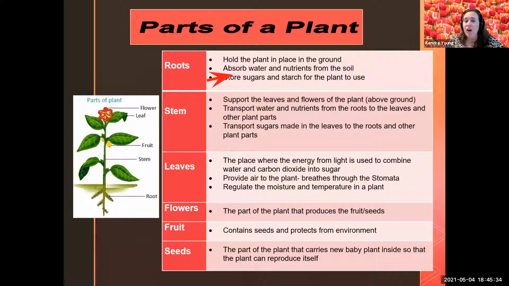And then we have our stem, and that's what supports the leaves and the flowers, anything that starts to grow above the ground. So typically we don't see the roots of the plants, but the stem is like a big straw where it transports water and nutrients from the roots to the rest of its plant. So all the leaves and all the other plant parts.